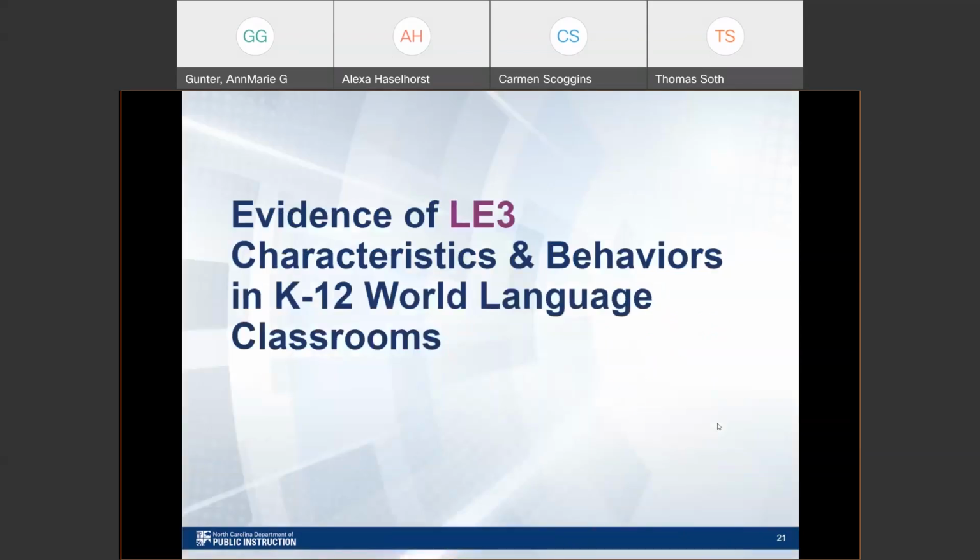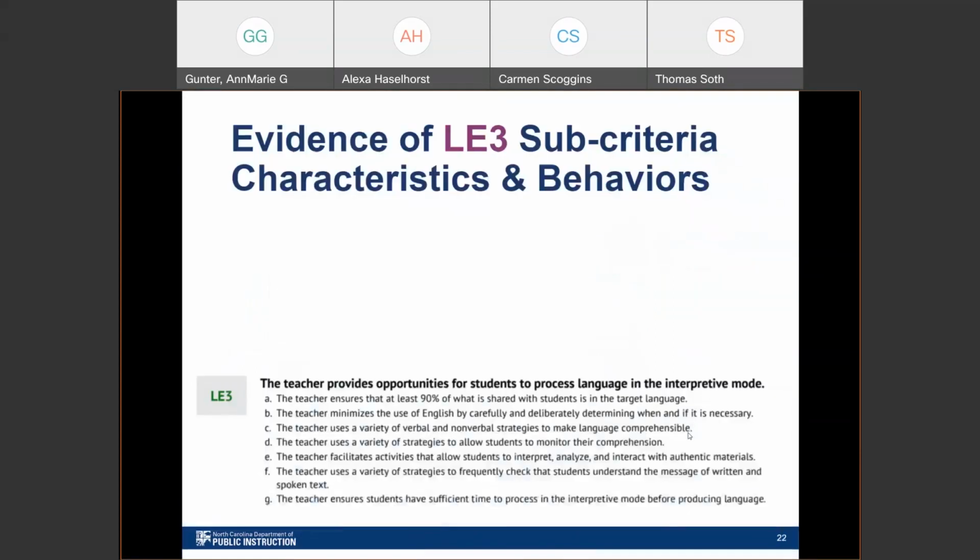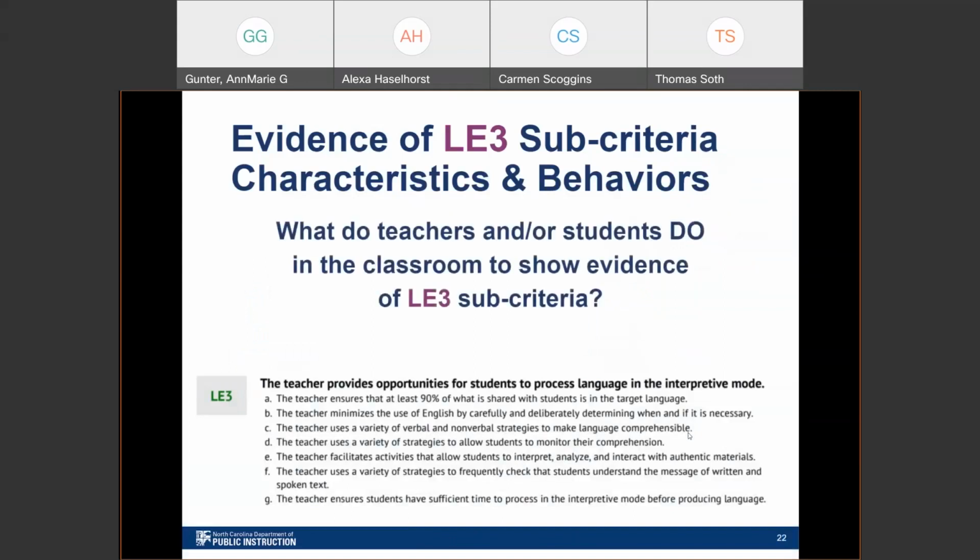One thing I'm going to do as we're closing out today, and you'll have time to do this, you don't have to run off, is to ask you what evidence you find of LE3 in your own world language classrooms, K-12. So we've talked about this sub-criteria now. And we've talked about what teachers and students actually do in the classroom to show evidence of that LE3 subcriteria.